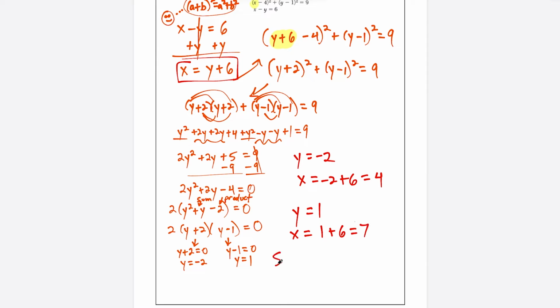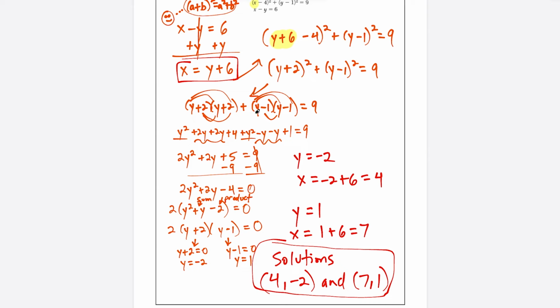But remember, please write out your solutions formally as an ordered pair. So for the first solution here, we have x is 4 and y is negative 2. And then we have x is 7 and y is 1. So these are the solutions to the system.